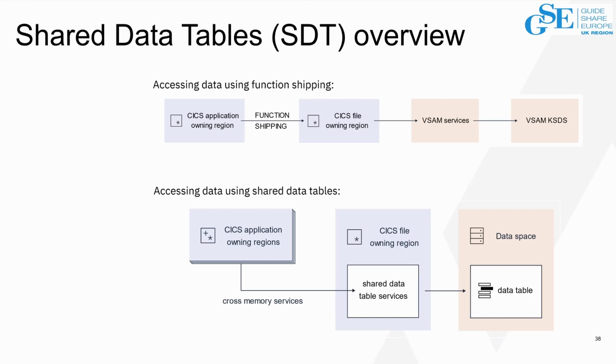With shared data tables, you effectively have a file owning region, and it has the data held in a series of data spaces, and application owning regions can access that data using cross-memory services to access the in-core data without having to go out to VSAM to access the data. So we've had that for many, many years.